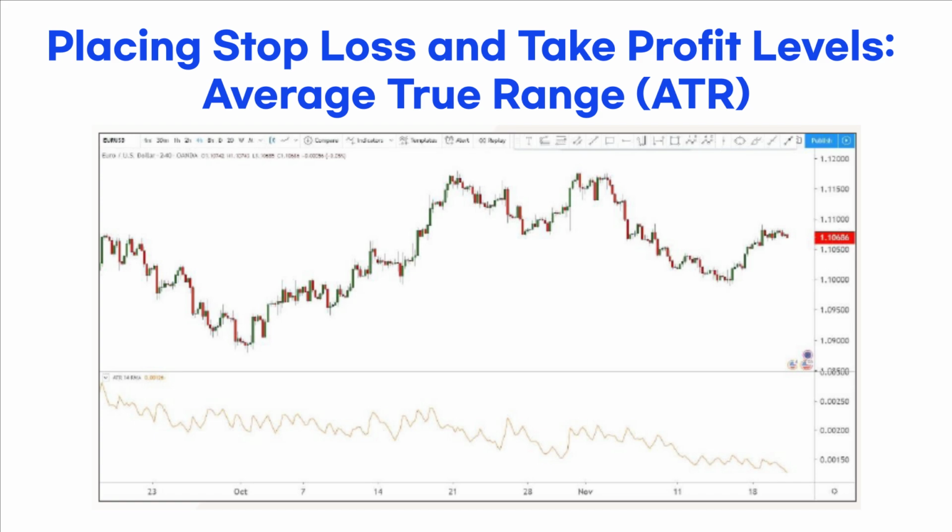Average true range, ATR, is a technical indicator that shows the volatility of price over a given time frame. We have dedicated an entire chapter on this indicator, so you can find the link somewhere on the screen if you didn't watch it already. Now we are focusing on using ATR to calculate stop loss.